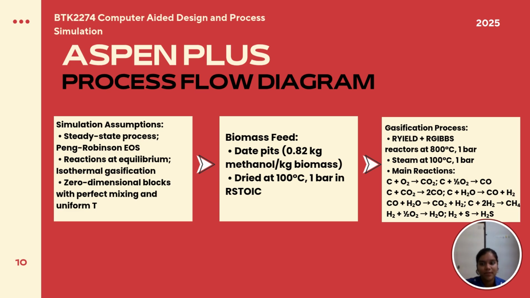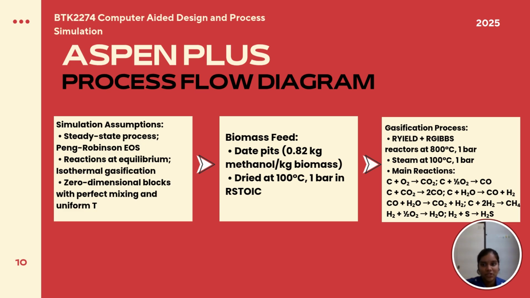Then the combustion and gasification blocks are modeled as isothermal, which means there is no pressure and temperature difference throughout the process, and all unit operations are treated as zero-dimensional, meaning they have uniform temperature and perfect mixing. Our biomass feedstock is date pits, as it gives the highest methanol yield, about 0.82 kilograms of methanol per kilogram of biomass, as reported by Roy et al. in 2024. The feed is first dried at 100 degrees Celsius and 1 bar using an RStoic reactor.